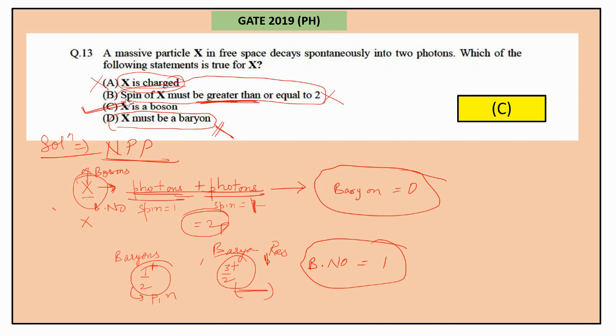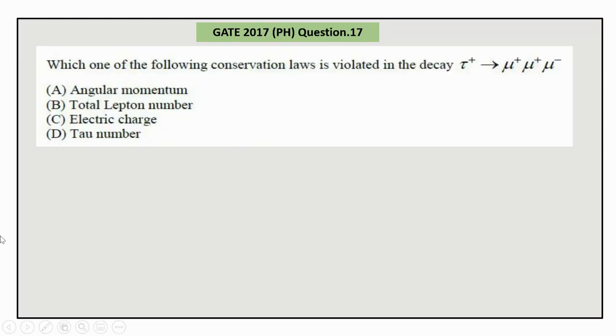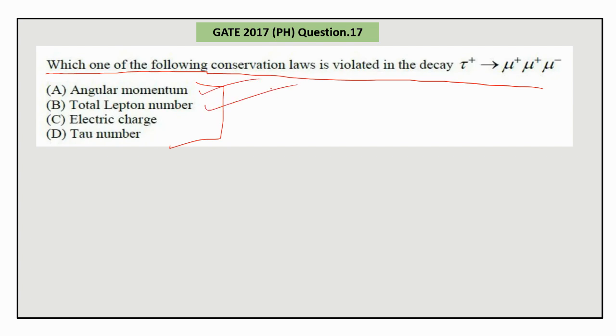Now the next question is this one. Which one of the following conservation laws is violated in the decay of this? A is angular momentum, B is total lepton number, C is electric charge, and D is tau number. So I again want you to at least attempt this question. I'll give 2 to 3 minutes again. Attempt this question and tell me what the answer is.